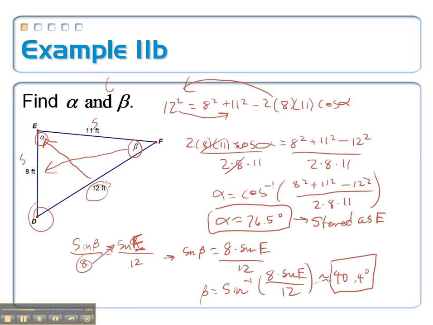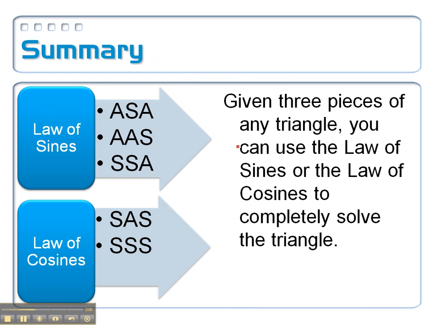Alright, so let's recap here. If I have a triangle that has either angle side angle, angle angle side, or side side angle, I get to use the law of sines. This one has to be an acute triangle, and I'm looking specifically for an acute angle. If I have side angle side or side side side, I'm going to use the law of cosines.